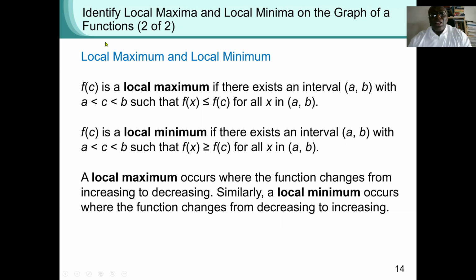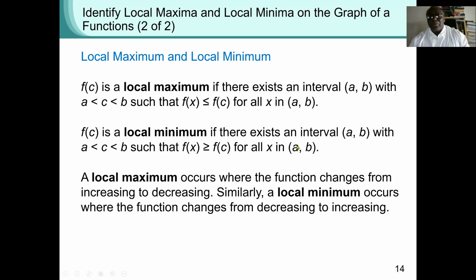So, local maximum and local minimum. If I have a function f at c, it is a local maximum if there exists an interval (a, b) with a less than c and c less than b, such that f of x is less than or equal to f at c for all x in the interval a to b. Now, it's a local minimum if there exists an interval (a, b) with a less than c, c less than b, such that f of x is greater than or equal to f at c for all x in the interval (a, b).